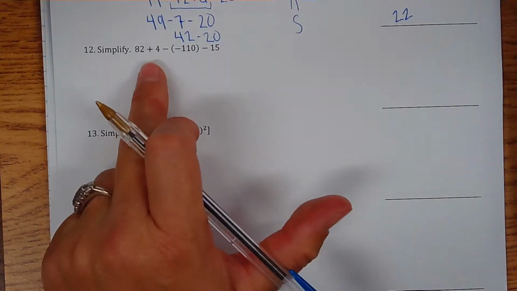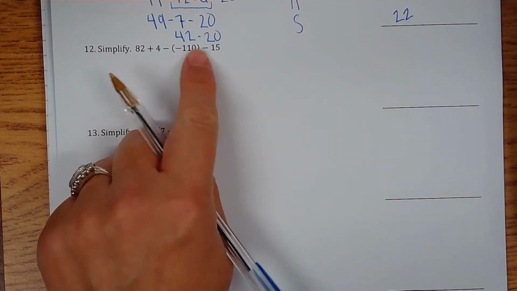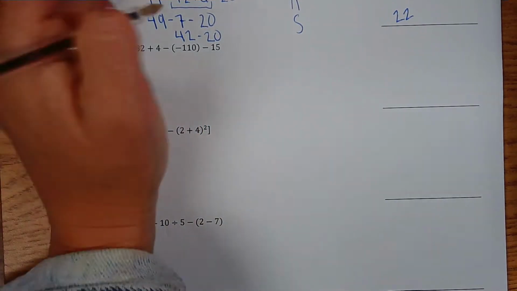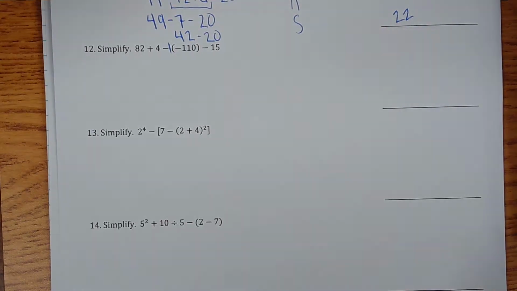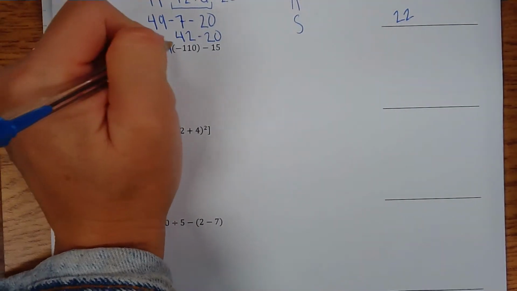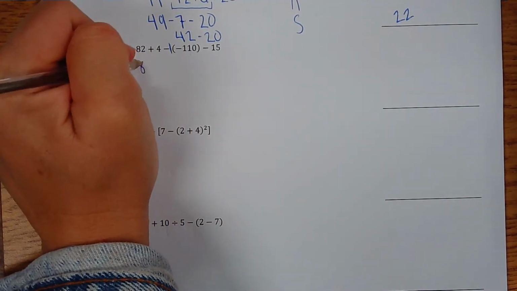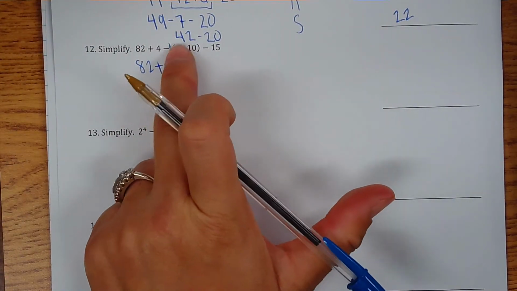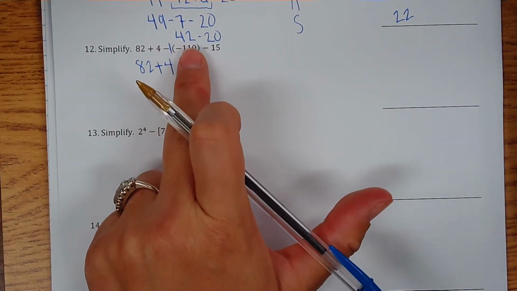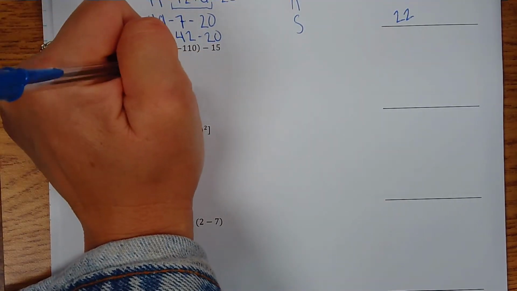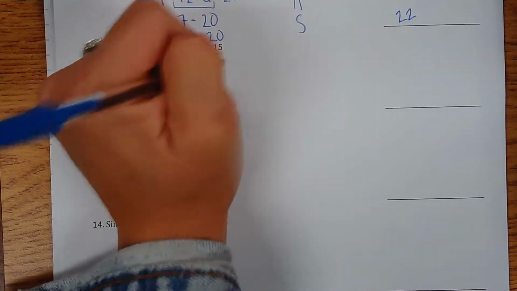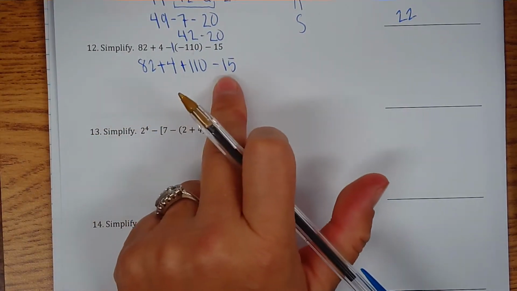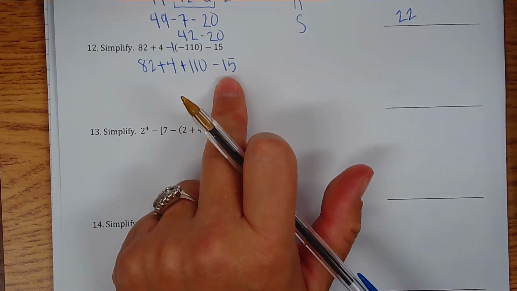Okie doke. So now we're going to do 24. And again, we're going to start with these parentheses. One thing I want you guys to know is there's a little 1 out here that we don't always write. So we can distribute that in, which would give us 82 plus 4 plus, because we distribute that in, negative 1 times negative 110 would be plus 110 minus 15. And since it's all addition and subtraction, we just work left to right.